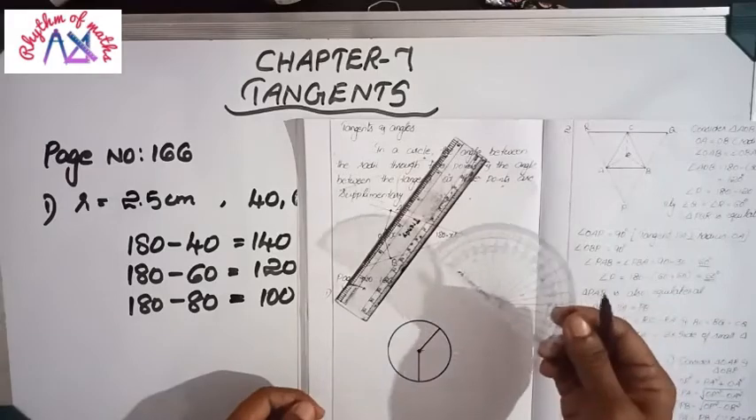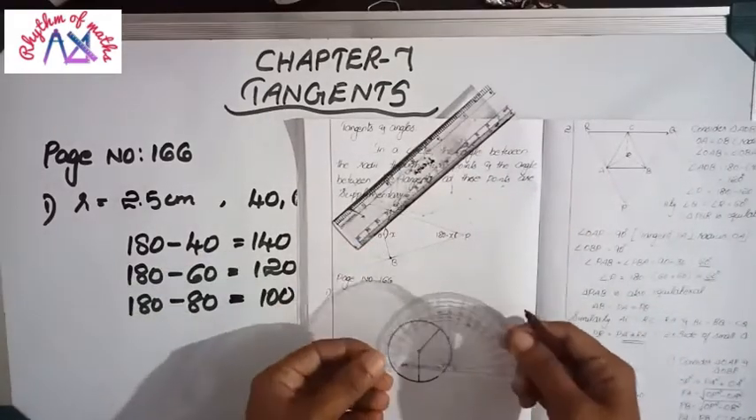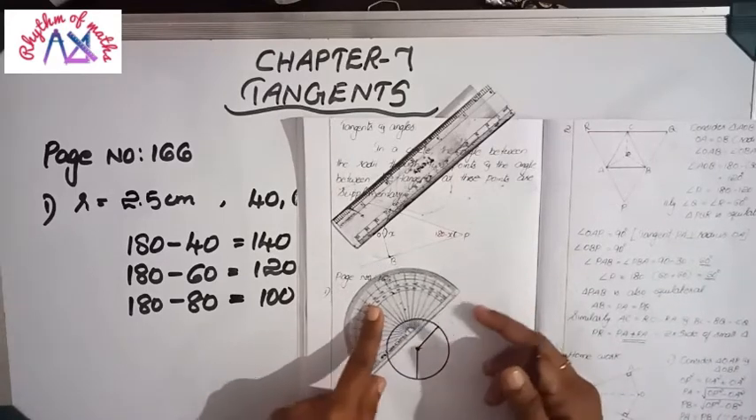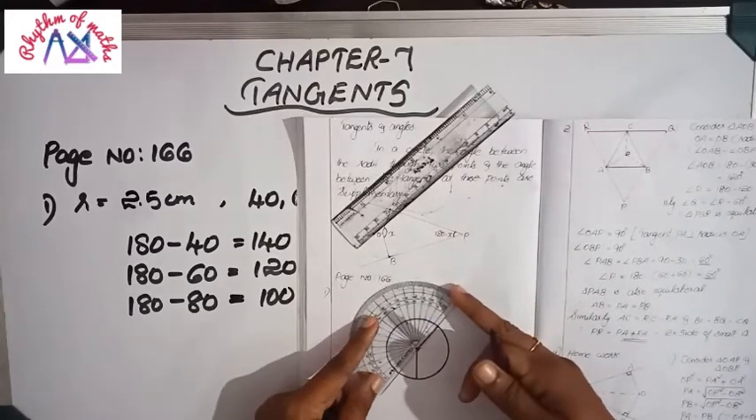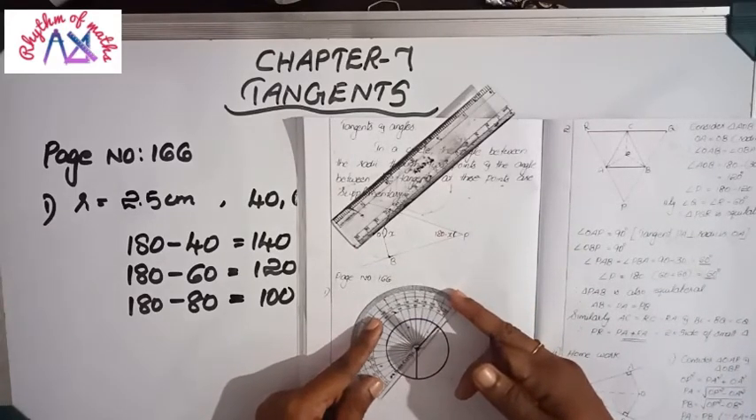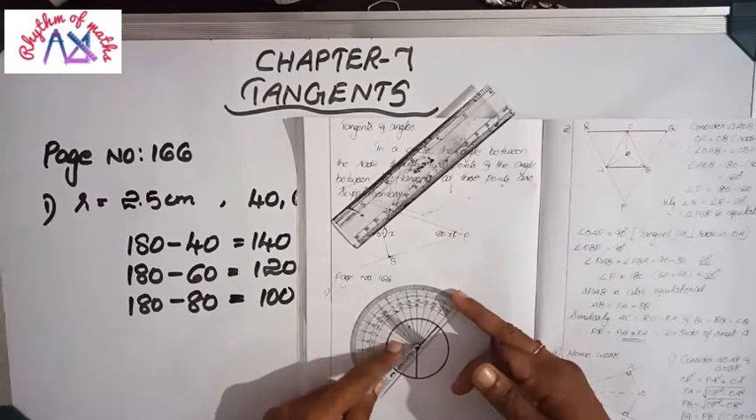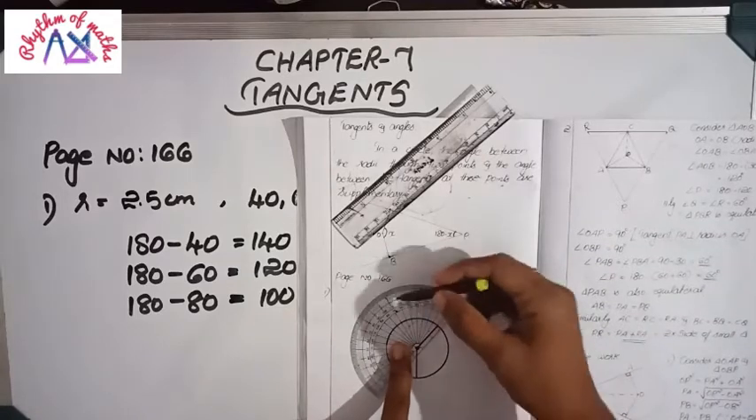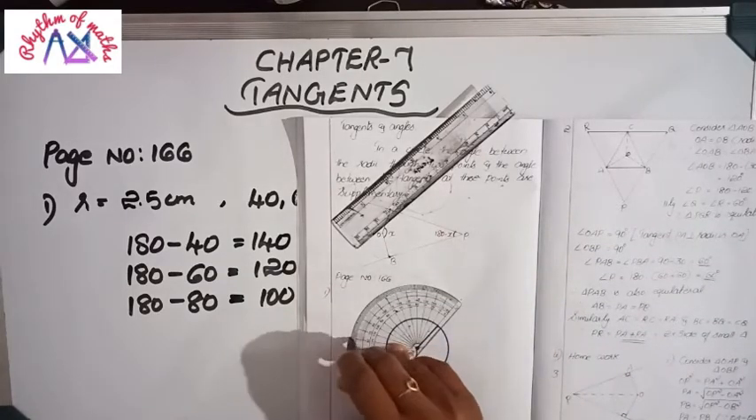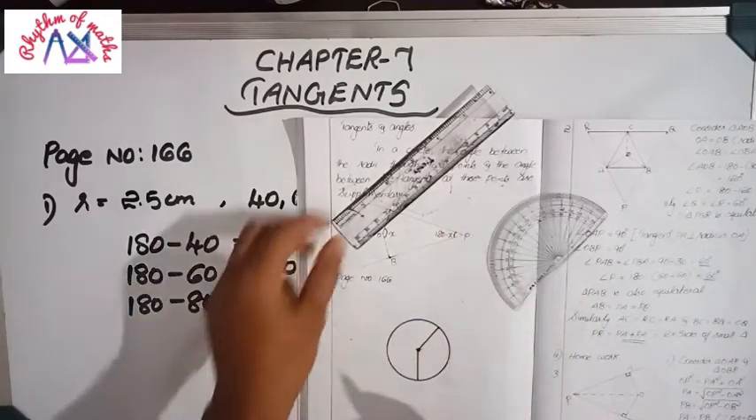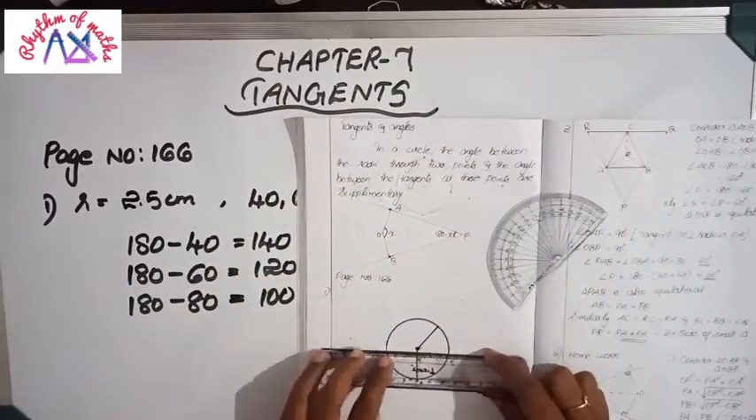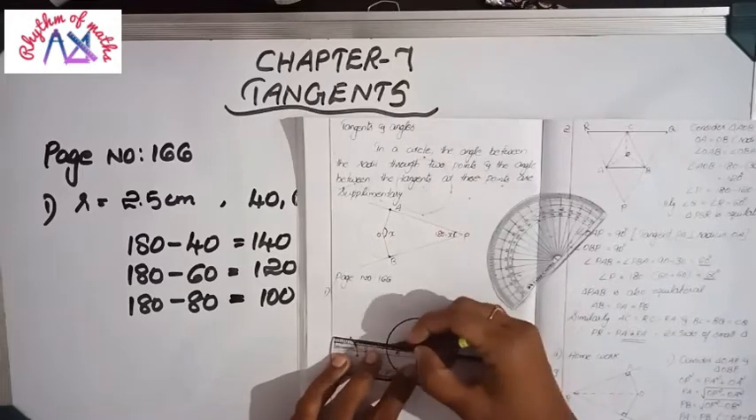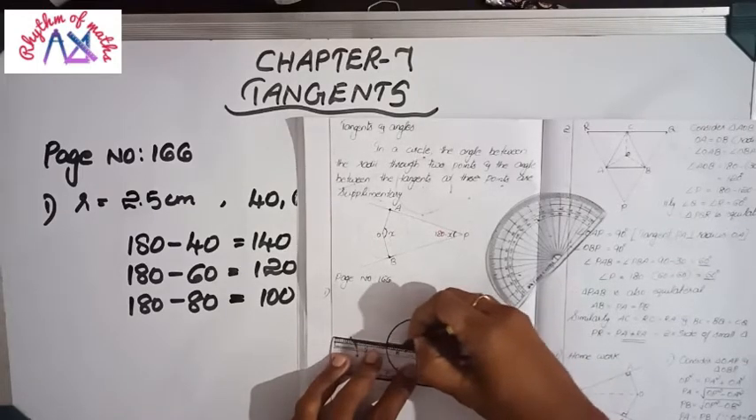One angle we got, that is the 140 degree angle. Next is 120 degrees. So again take the protractor and keep it on the next radius. Inside the circle we are measuring the angles. So 140 degrees is over. Next is 120 degrees. From 0 measure 120 degrees, put the point, remove the protractor, then join that point to the center.